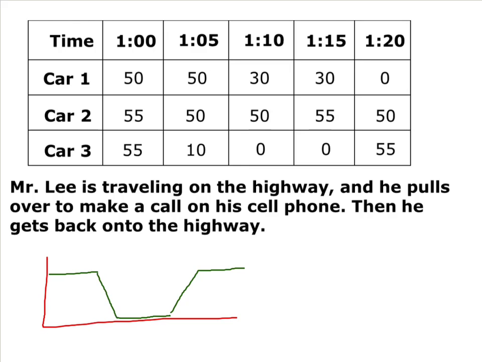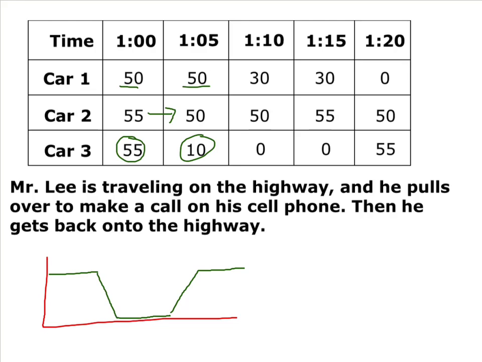So let's take a look at this and think about it. Okay, at 1 o'clock, the car was going, it says 55 miles per hour. Okay, or 50. All those work out. Yeah, all those make sense with our statement. Now, at 1:05, we have a 50. If you notice, car 2 right here slows down a little bit. Car 1, however, stays the same. Car 3 slows down considerably, from 55 down to 10.